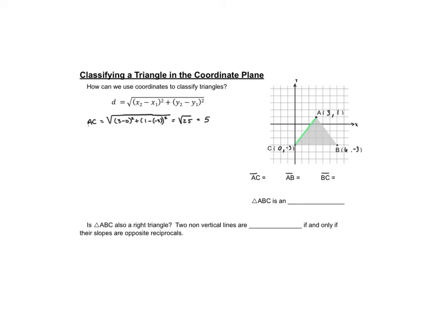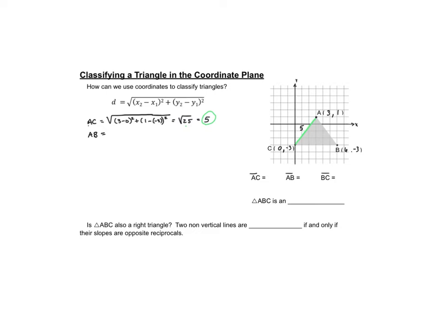And I was able to come up with AC is the square root, and again, (3 minus 0) squared plus (-1 minus 3) squared using the distance formula is equal to, when we simplify that, the square root of 25, and the square root of 25 we know is 5. So the length of AC is 5 units. Now if we continue on, let's go with AB.